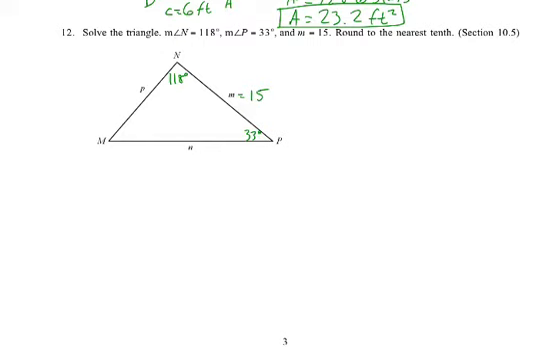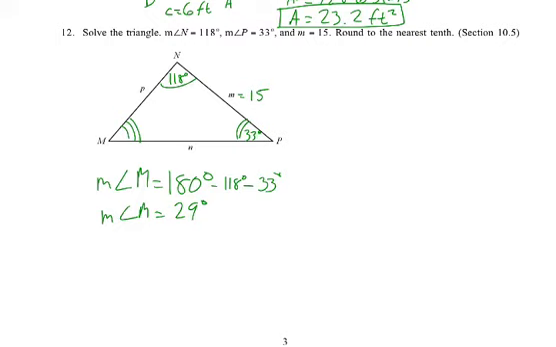So since this is a triangle, all three angles, this angle here, and this angle over here, have to add up to 180. So to find the measure of angle M, we know they all add up to 180, and we're just going to subtract the other two angles. So we're going to subtract 118, and we're going to subtract 33. Once we subtract those, we get measure of angle M equals 29 degrees. So that already solves one part of it. Didn't have to do a whole lot of work there. So again, this is 29 degrees.